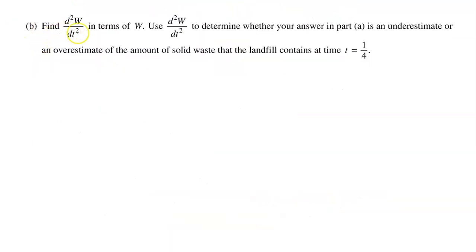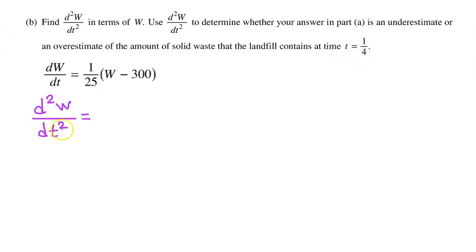Part B. Find the second derivative in terms of W. Use the second derivative to determine whether your answer in Part A is an underestimate or an overestimate of the amount of solid waste that the landfill contains at time t equals 1/4. We can find the second derivative by taking the derivative of the first derivative. I'm going to just bring down the 1/25, but then I take the derivative term by term. The derivative of W is dW/dt, and the derivative of a constant is 0.